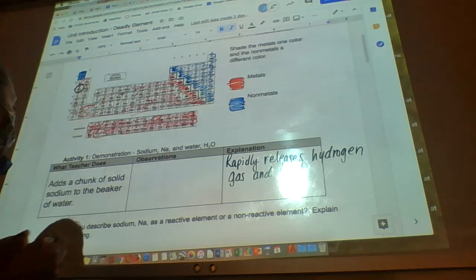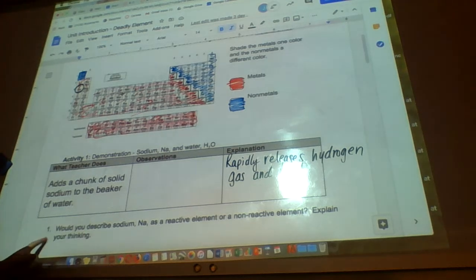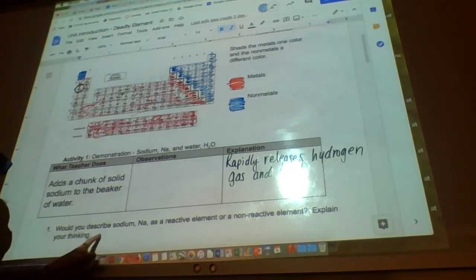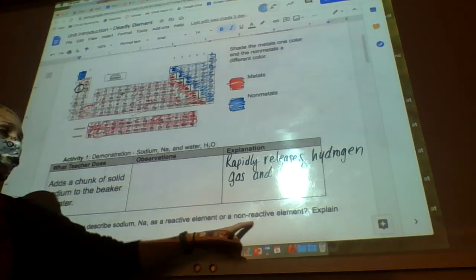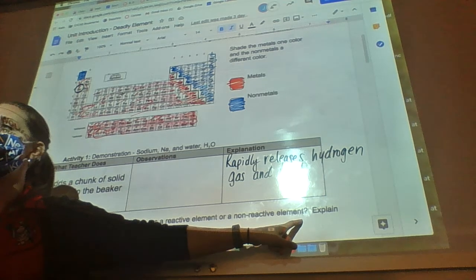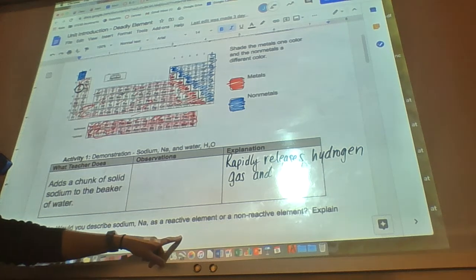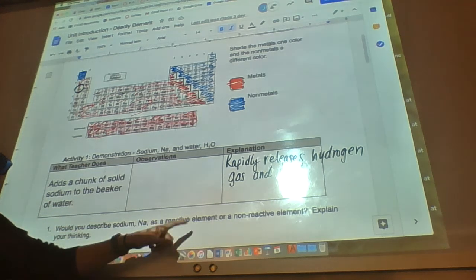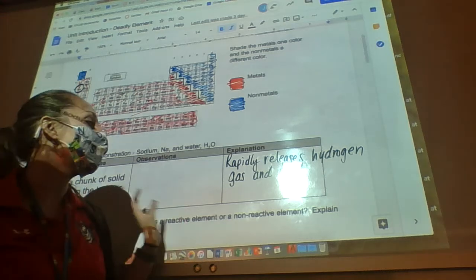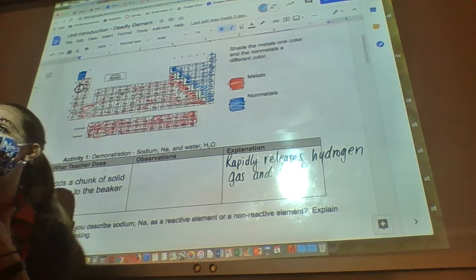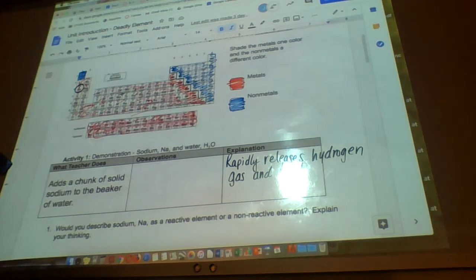So what I want you guys to do, there's 2 questions for you to answer. For the first one, give me a thumbs up or thumbs down. Is sodium a reactive element or a non-reactive element? Thumbs up for reactive, thumbs down for non-reactive. Oh, come on. It's pretty reactive. That's why sodium is our first deadly element.